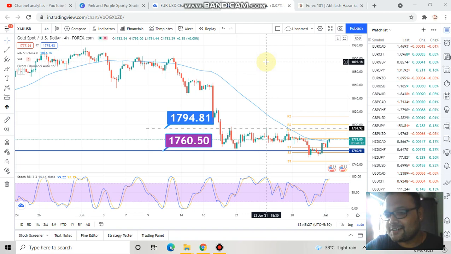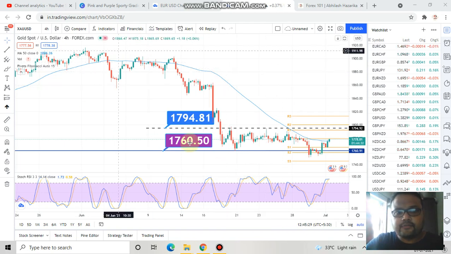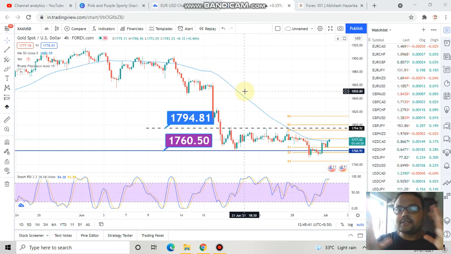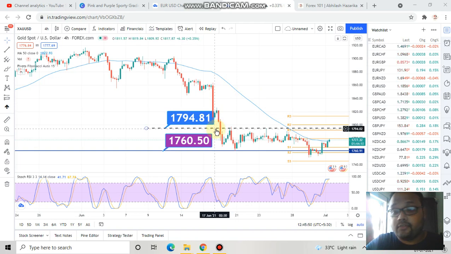So let's get started. This is the 4 hours chart of gold USD. Yes, my favorite 4 hours time frame. When I look at the chart of gold USD after 3-4 days, I was really amazed because there is still not much movement in the chart, and the market is still trading in the range that I mentioned in the last week's video.